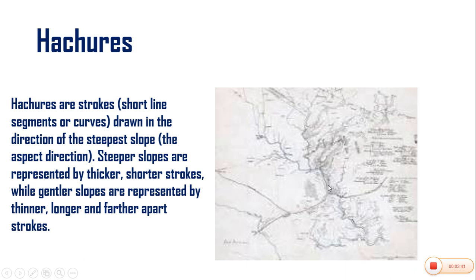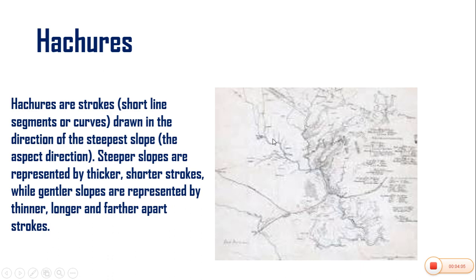Here we have thin lines, it shows that the slope is not steep here. But here we have thicker, shorter lines. If you follow my cursor, you see that the lines here are thicker and shorter. You also have a thicker, shorter line here, and here. These are the areas where the slope is the steepest, where the slope is very steep.